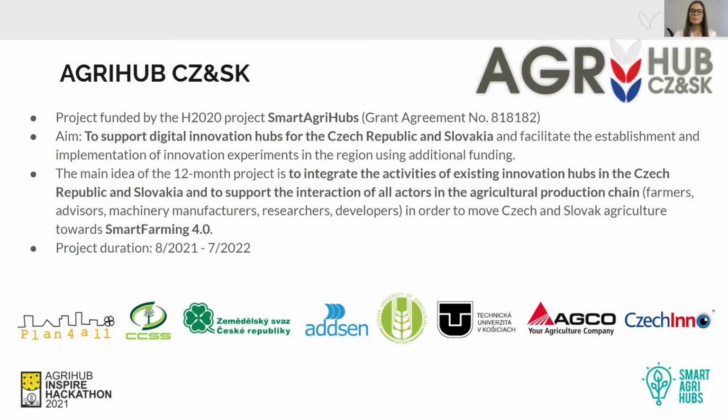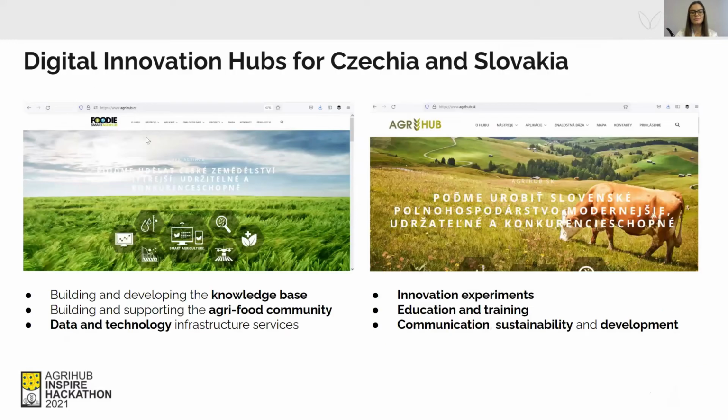SmartAgriHubs is a European project under Horizon 2020 and brings together a consortium of more than 164 partners in the European agri-food sector that aims to realize the digitalization of European agriculture by fostering an agricultural innovation ecosystem. The AgriHub CZ&SK project, therefore, aims to support agricultural digital innovation hubs for the Czech Republic and Slovakia and facilitate the establishment and implementation of innovation experiments.